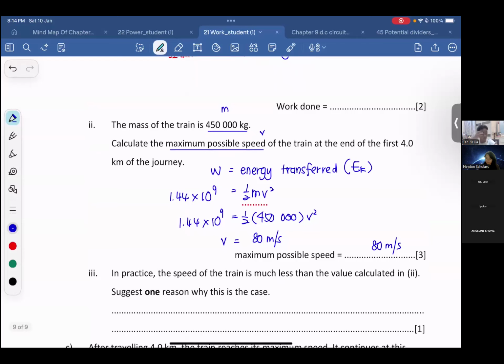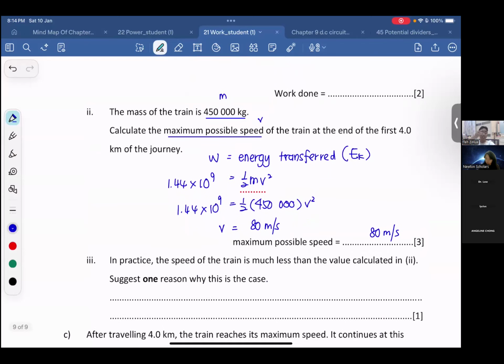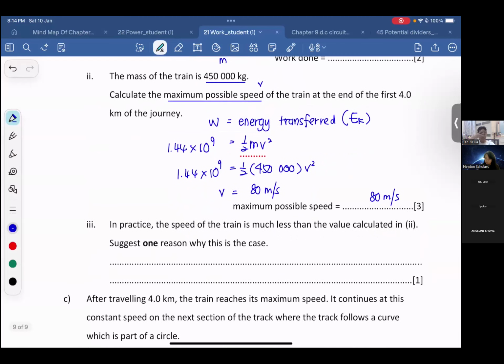Okay, dear, here I want to emphasize the third question. In practice, the speed of the train is much less than the value that we calculated. Just now we calculated 80 meter per second. They say that in practice, in real life, when we really let it run, we found out that the speed is maybe only like 60 meter per second. We can't really reach 80 meter per second. Can you think what is the reason for this?